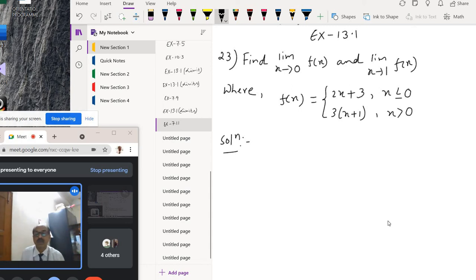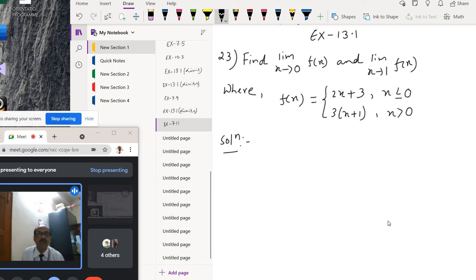Good morning. Chapter Limits, exercise 13.1, question number 23. Find the limit as x tends to 0 of f(x) and the limit as x tends to 1 of f(x), where f(x) equals 2x plus 3 when x is less than or equal to 0, and 3x plus 1 when x is greater than 0. We have to find the left hand limit and the right hand limit. If both are equal, then the limit exists at that point.